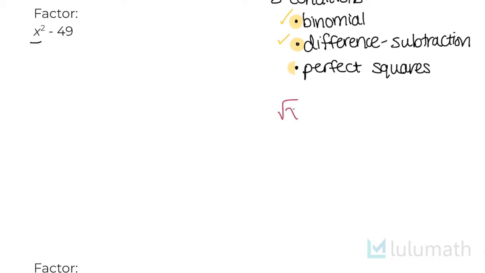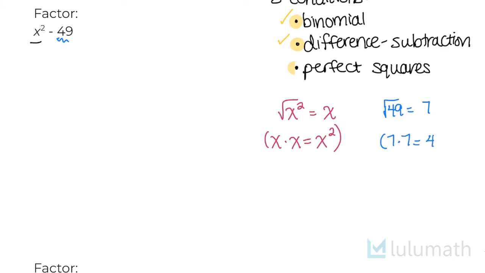And yes, I can. The square root of x squared is x because x times x is x squared, okay? Then I will take my second term, which is this 49, and I'm going to see, can I square root 49? And yes, I can. And the reason why I can is because 7 times 7 is equal to 49.